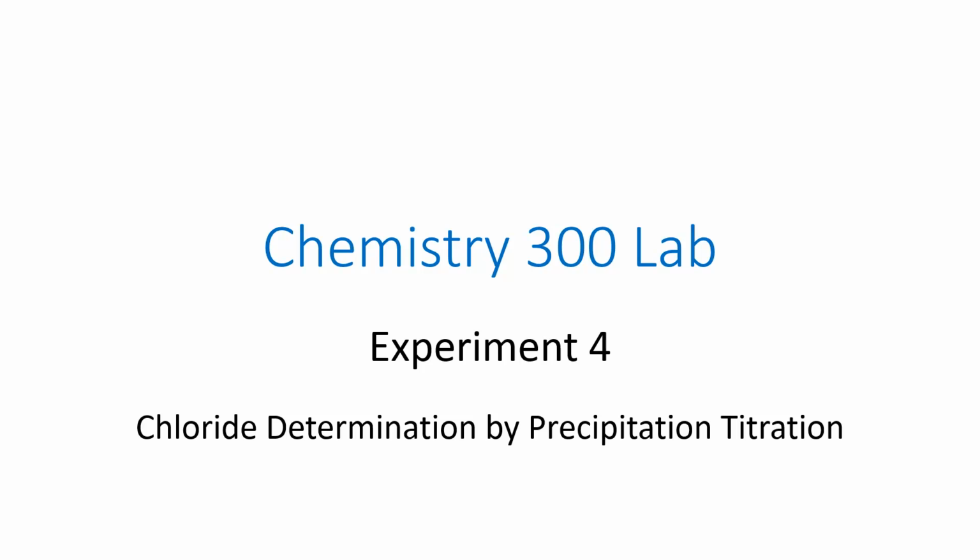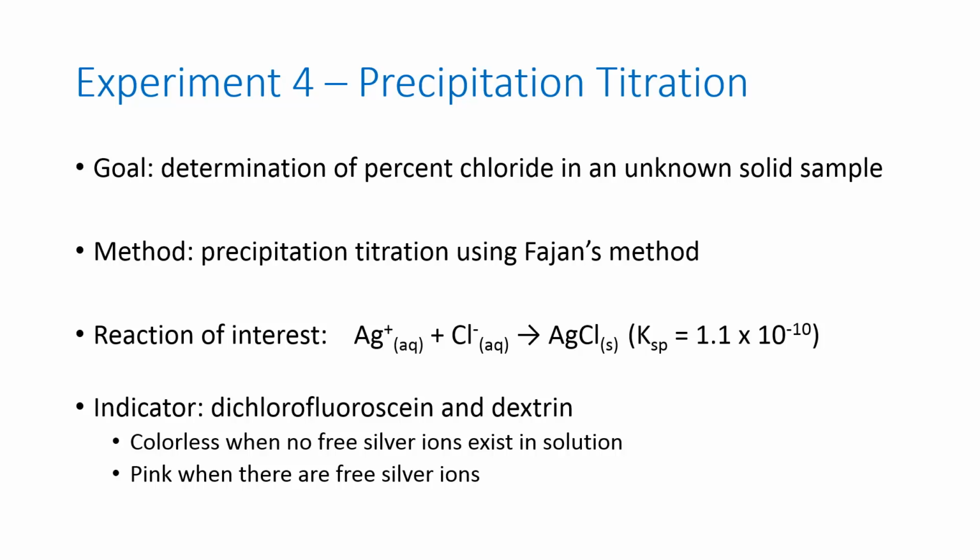This is a quick introduction to Experiment 4, Chloride Determination by Precipitation Titration. The goal of this experiment is to determine the percent chloride by mass in an unknown solid sample. The method that you're going to use is a precipitation titration. So you're looking for the formation of an insoluble precipitate, silver chloride, and a resulting color change from that.